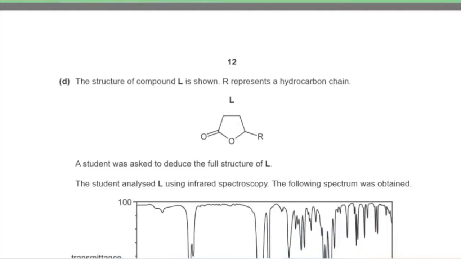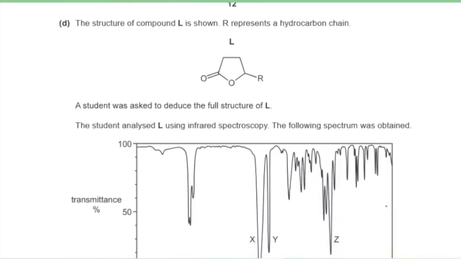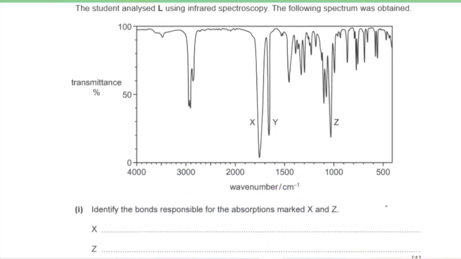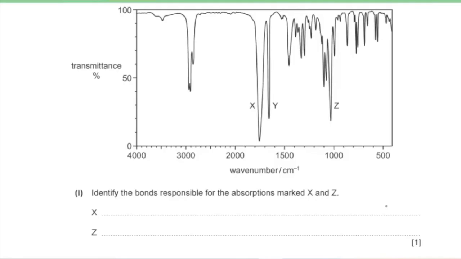Part D, the structure of compound L is shown. R represents a hydrocarbon chain. A student was asked to deduce the full structure of L. The student analyzed L using infrared spectroscopy. The following spectrum was obtained. Identify the bonds responsible for the absorptions marked X and Z.